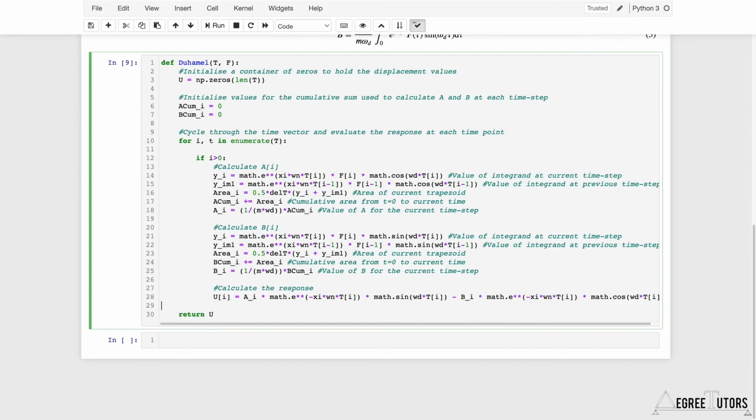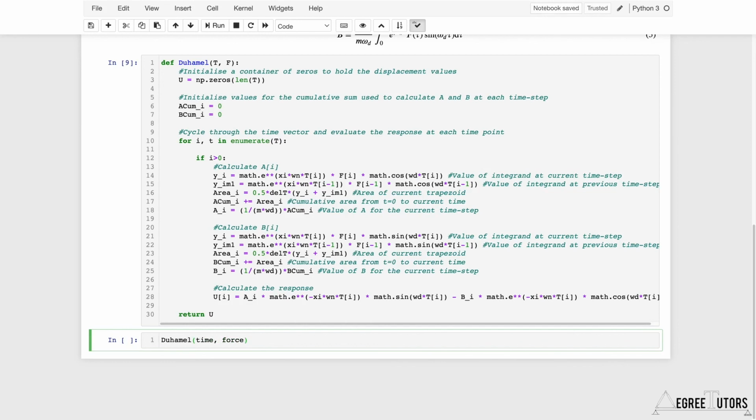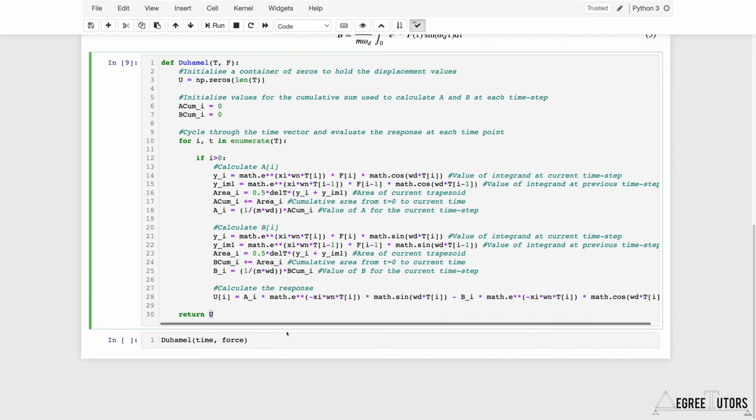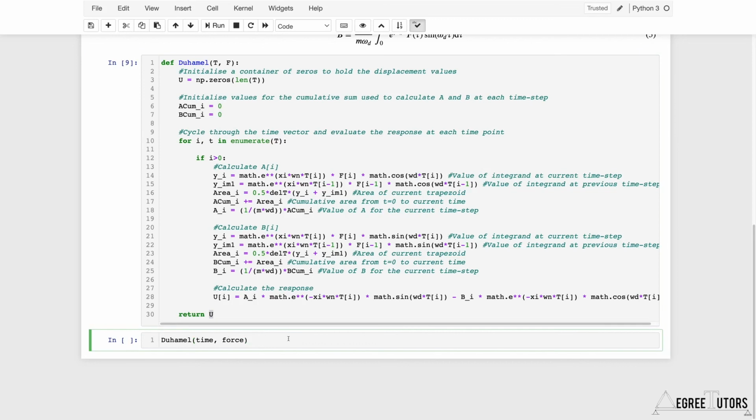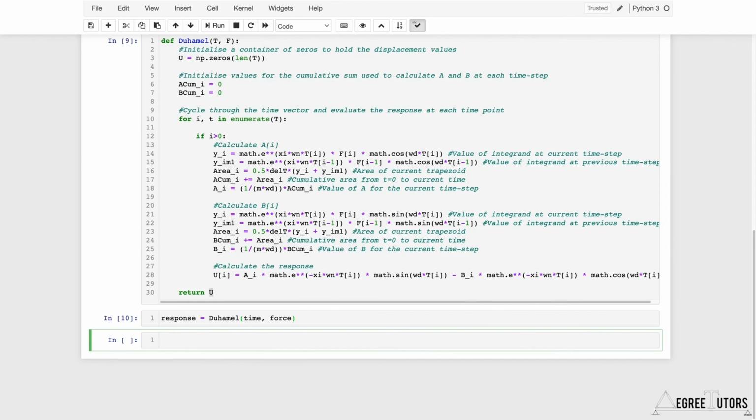We just got to go ahead and call our function. So let's call this thing. We'll call the function Duhamel. We've got to pass it a time vector, which was defined as time, and our force vector was defined as force. And we want to assign the output. Remember, our function gives us back u. We want to assign that to something, so we'll assign that to a variable we're just going to call response. Let's run that.